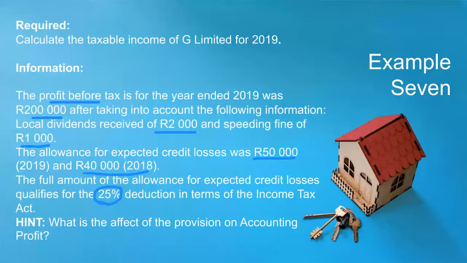So the increase, if the expected credit losses had to increase, we would debit the adjustment to the provision. I don't know what you were taught in first year, but it would be something along the lines of adjustment to allowance for expected credit losses, or adjustment to the provision for doubtful debts, right? You debit that. That's an income statement account, and then you would credit the allowance for expected credit losses or the provision for doubtful debts. You would credit the liability. So that journal entry would be the one you would have passed, and that journal entry would have decreased profit by 10,000 rand. Does that make sense?